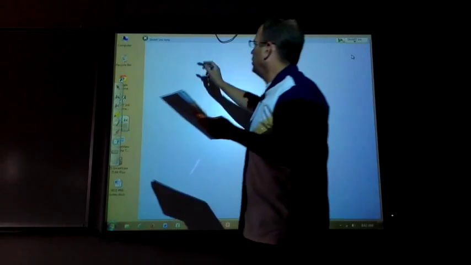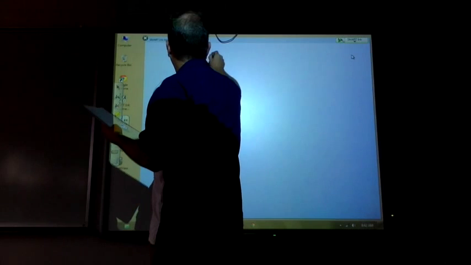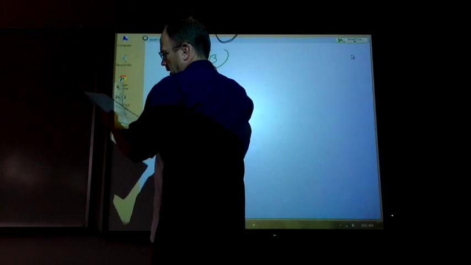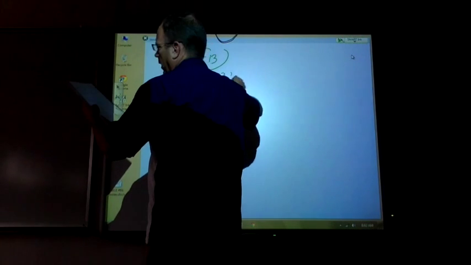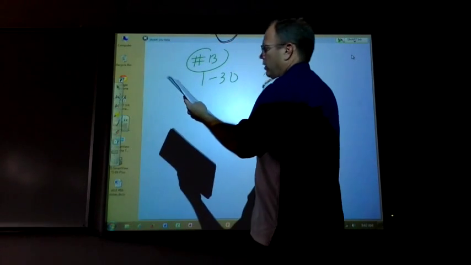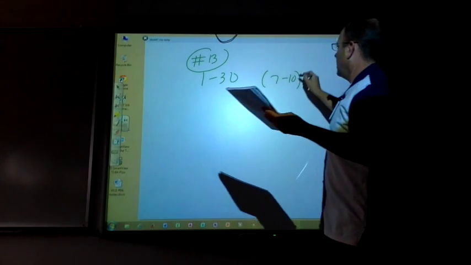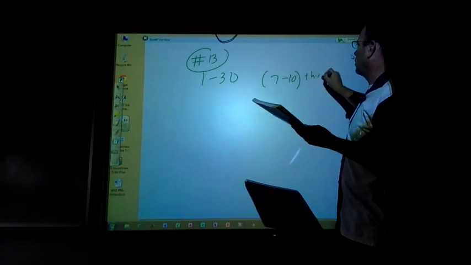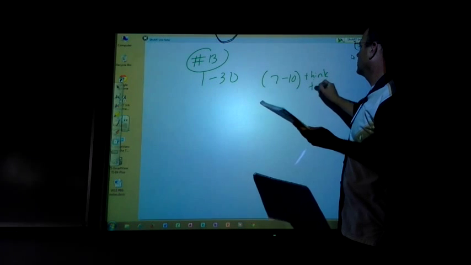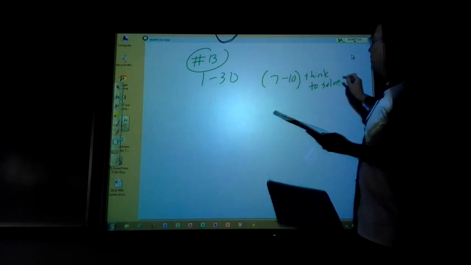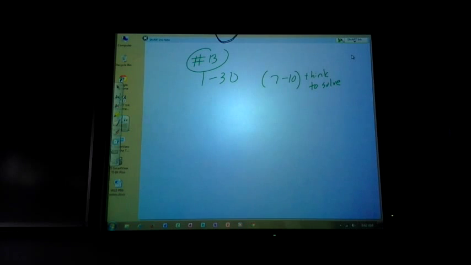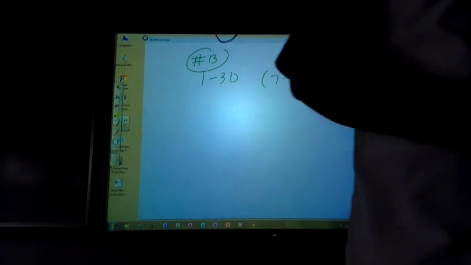Okay, so it's worksheet number 13. And I want you to do 1 through 30. Now I'm going to tell you that for 7 through 10, I think you can think through them in order to solve them. Now, in my opinion, if we get all 30 of these done in the next 17 minutes, that means that you're going home with nothing to work on.